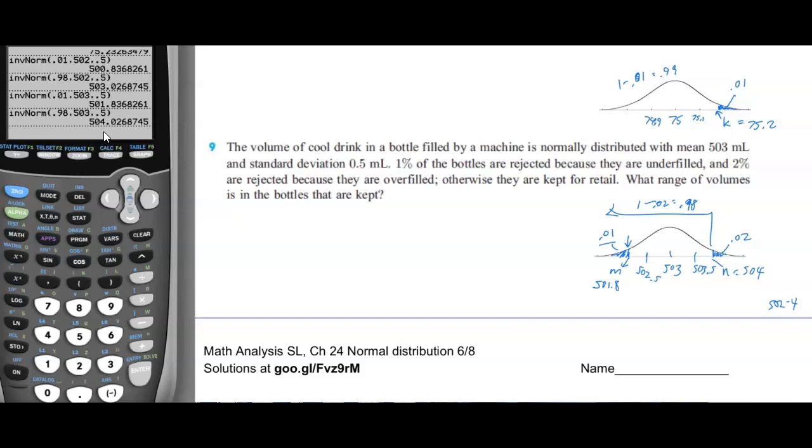Okay, so they're asking what is the range of volumes of the bottles in the white region that are kept. So that would be 502 to 504. And that's it.